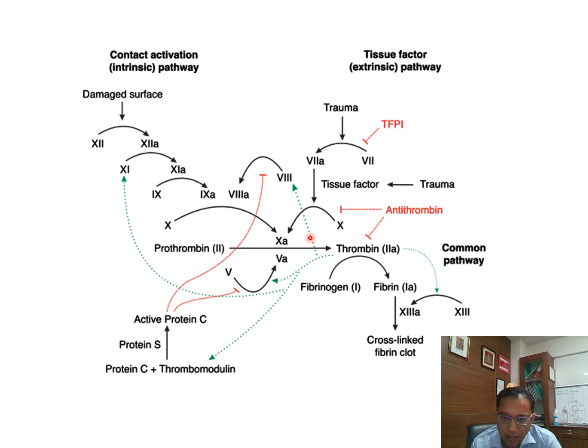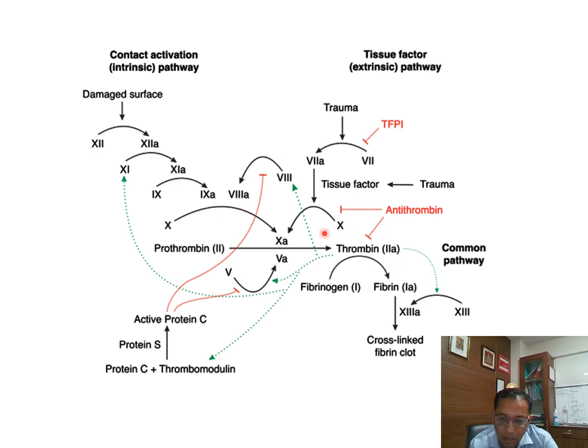The other 2 mechanisms: once this thrombin is produced, there is also an enzyme called antithrombin. So antithrombin acts on both factor 10 and factor 2, which is the 2A, which is the thrombin. So it inhibits both. So once thrombin is not produced, obviously there will be no fibrinogen converted to fibrin. So obviously it will inhibit the coagulation.